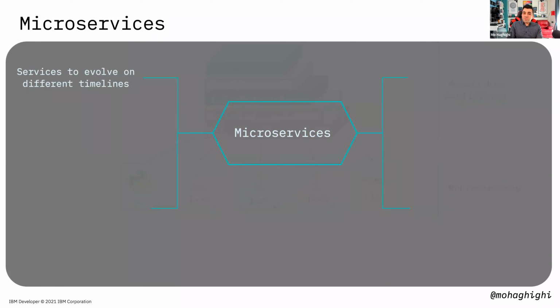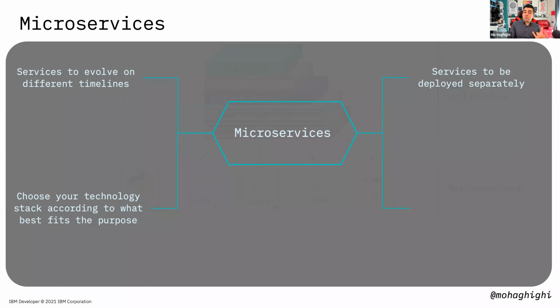Services can evolve on different timelines. Services can be deployed separately. You can actually choose your technology, like what you saw, like Java, Python, different programming languages, different platforms. You can easily use different frameworks and combine them together without causing any issues to any other members of the team, or everyone having to follow the same programming language.